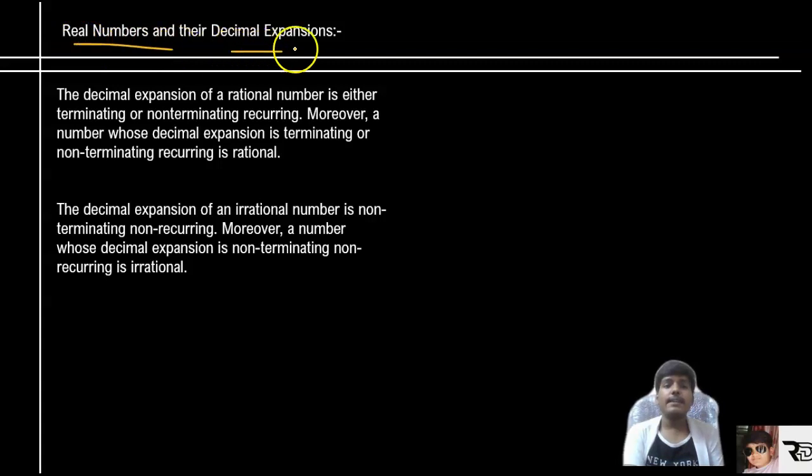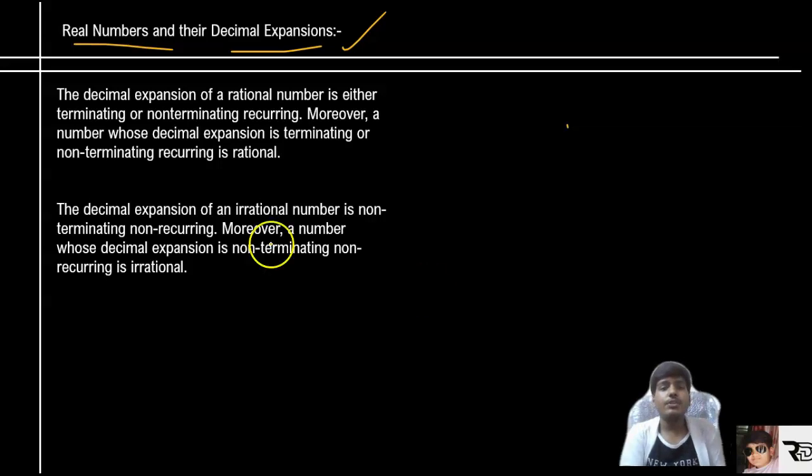So, real numbers and their decimal expansions. What do you mean by decimal expansions? Decimals we have all studied many times; in 8th we studied decimals. This is my decimal, right? So what is decimal expansion? Decimal expansion is when I expand my numbers into different decimal places, my rational numbers and my irrational numbers.